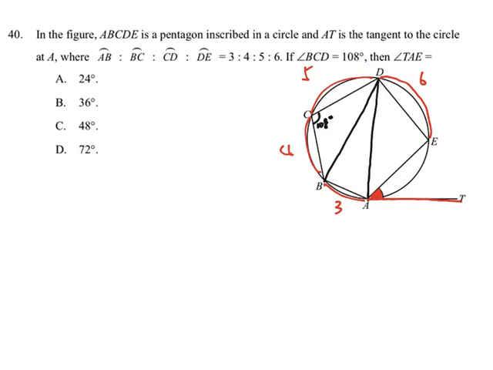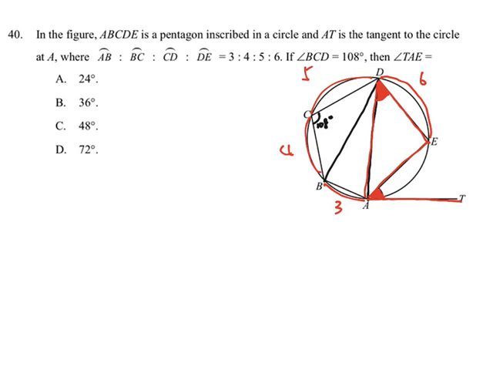So we have the properties. This angle, if it is tangent, for this triangle, this angle is equal to this angle. Then if we find this, then we can find the answer.